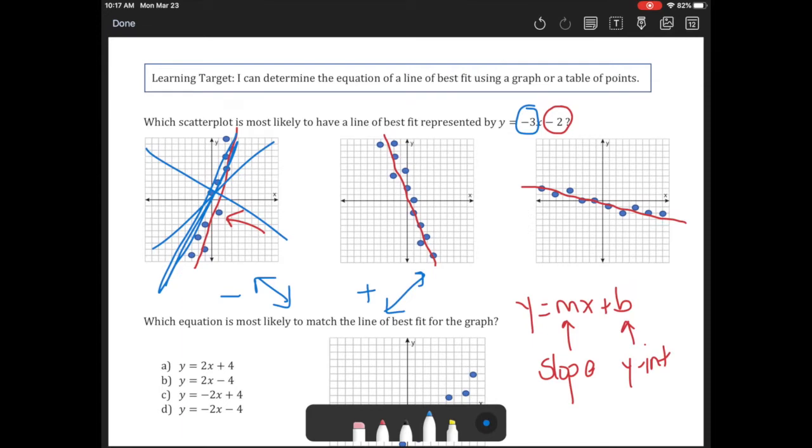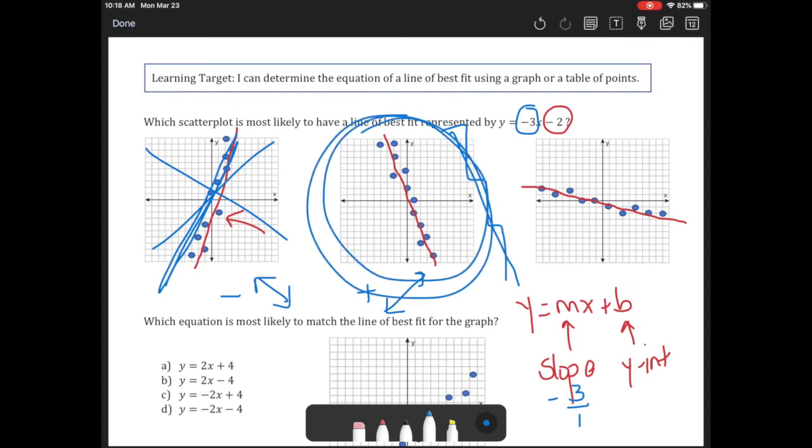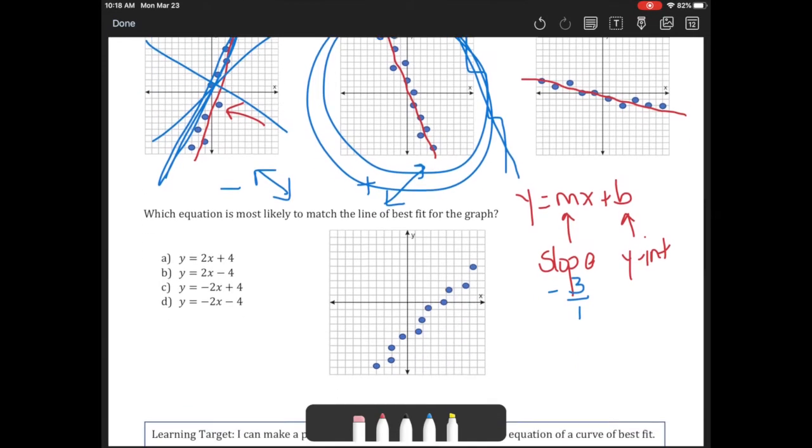So we have to actually look at the number of the slope, which is -3/1. Remember that slope is rise over run. So we would go up 3 and over 1, up 3 over 1, up 3 over 1. So it's going to be a steep staircase like this. This one right here is probably the best choice. Is it perfect? No, but the question says most likely. So that's the one we would go with.